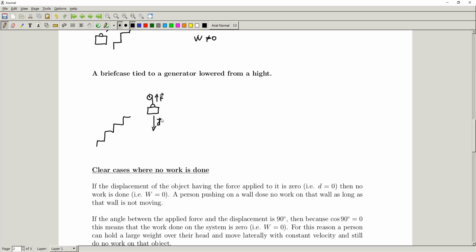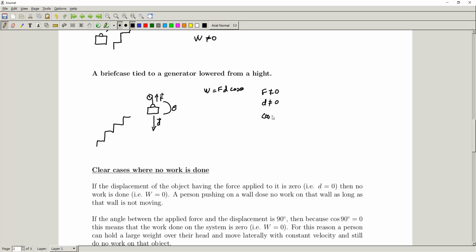Okay, and so is there work being done in this case? Well, again, let's go back to the definition. Work is equal to force times displacement times the cosine of the angle between them. And so again, we do have some force. Force is non-zero. We definitely have some displacement. Displacement is non-zero. But now what's our angle? Well, our angle is this whole angle in here. Our angle is 180 degrees in this case.